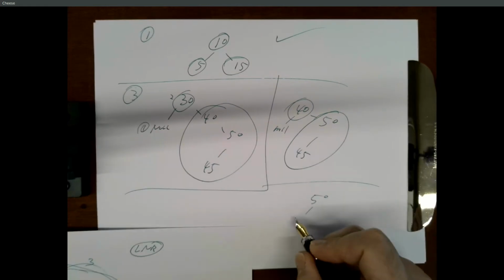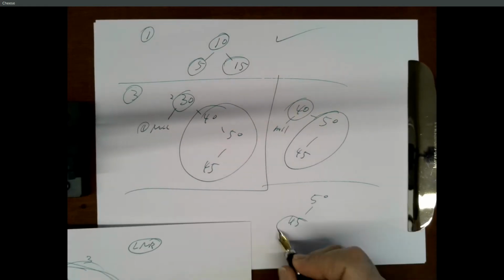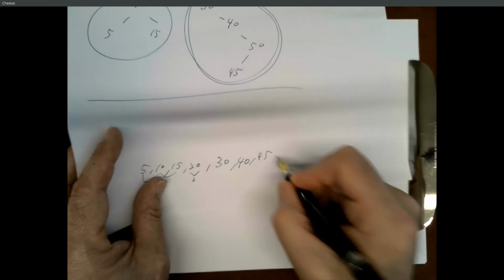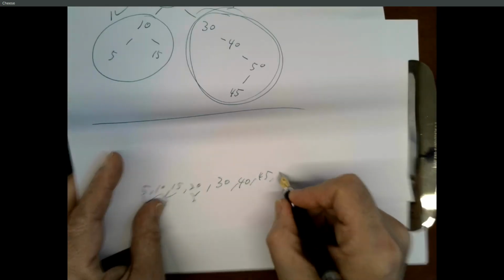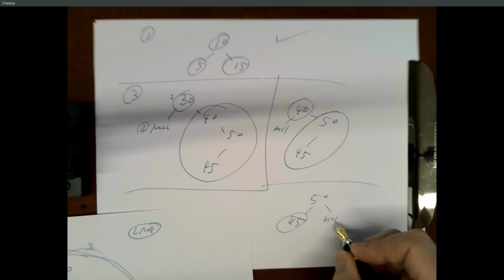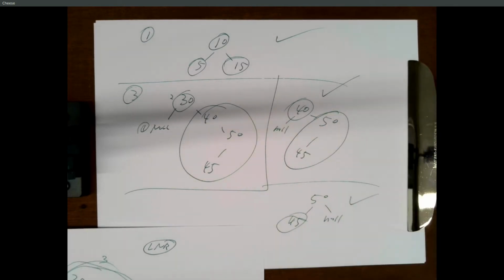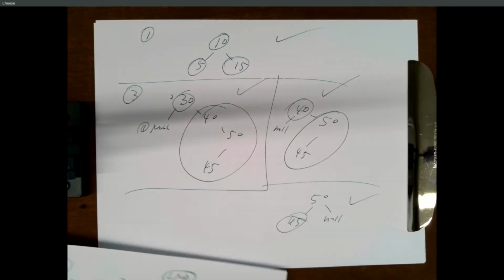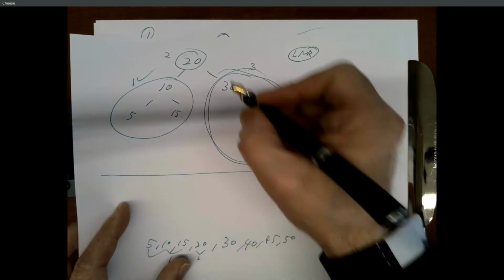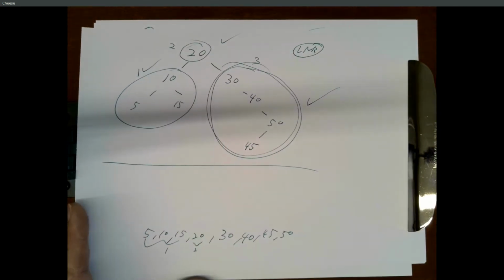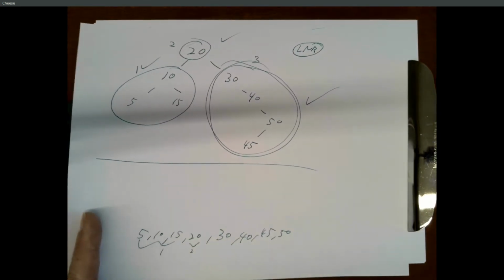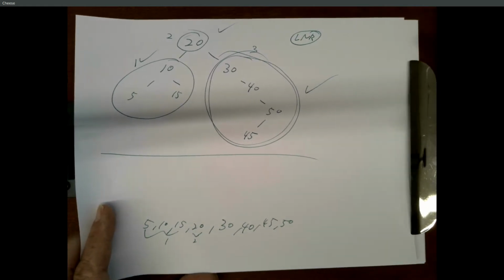New subproblem. Print the left node, which is 45. Print the root node, 50. Print the right node, which is null. We're done traversing this, and this, and this. We're done traversing the whole thing. Okay, very, very recursive.